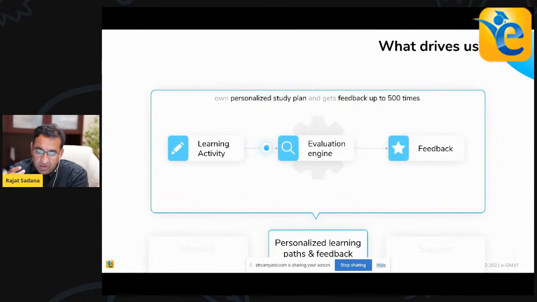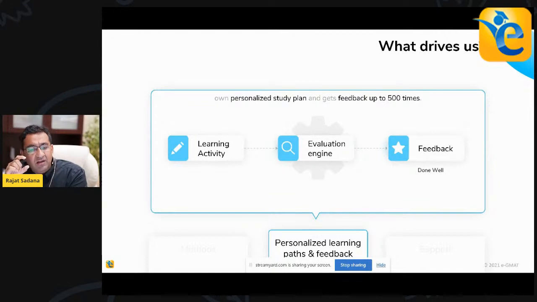The second investment that we made was in giving you personalized feedback. Every e-GMAT student gets personalized feedback up to 500 times. Essentially, every learning activity you go through gets an evaluation, and we tell you whether you need to revise that learning activity, whether you've done well, or whether you need to actually redo it right from scratch because you're not focused and you've not performed as well.